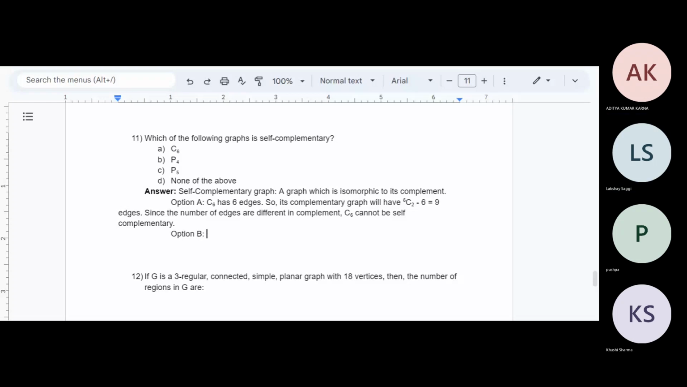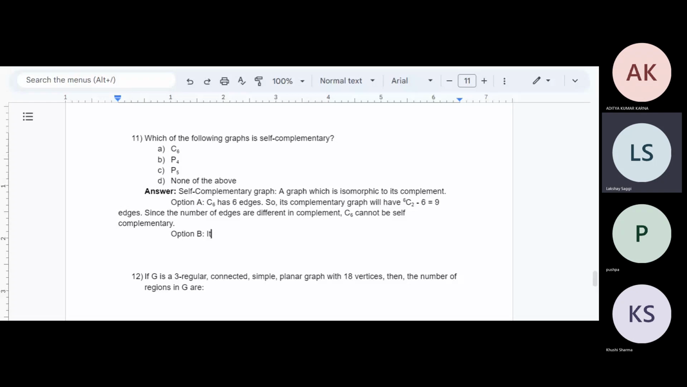So now let's come to option B. So option B is P4. P4 is just a path graph on 4 vertices, right? So let's check by this edge argument whether it will be satisfied or not. P4 will have 3 edges since it's a path on 4 vertices. So its complement will have 4C2 minus 3, which is again 3 edges. So at least we cannot rule out its self-complementariness using the number of edges argument.